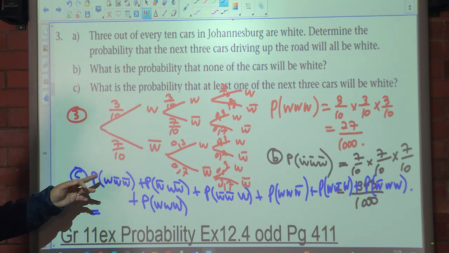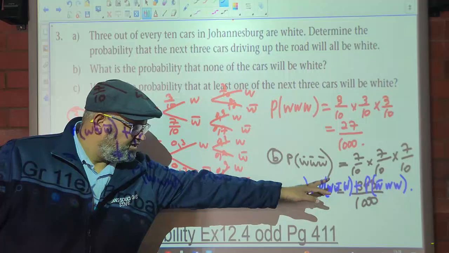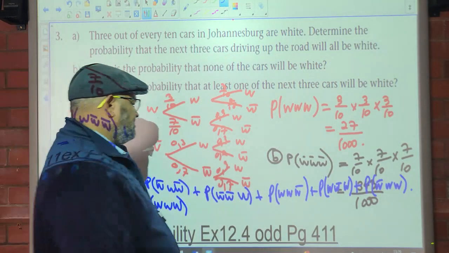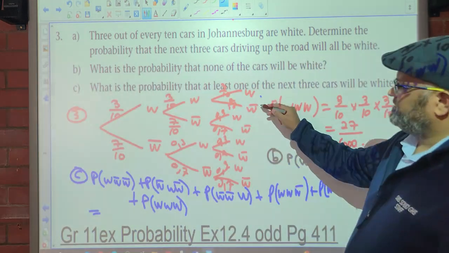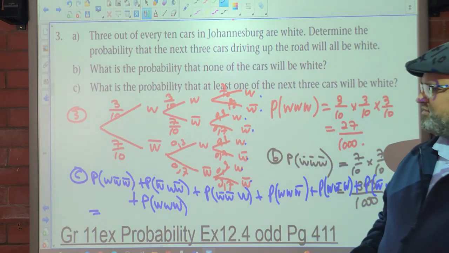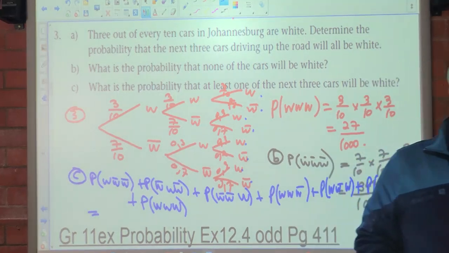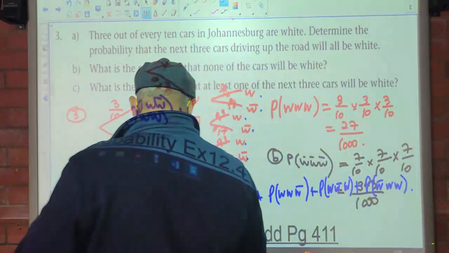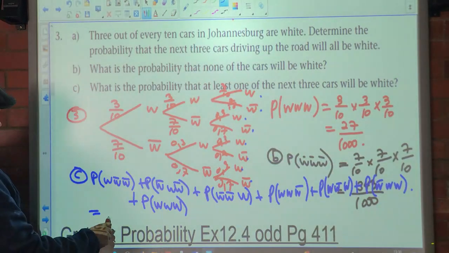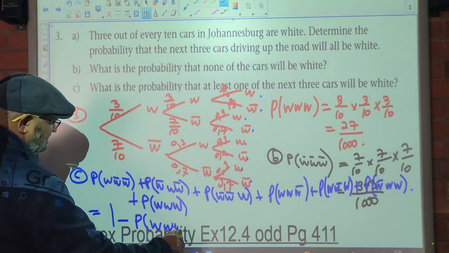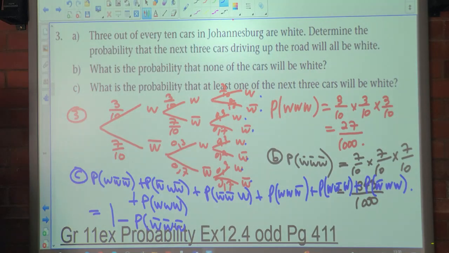Which means to say how many is there? 1, 2, 3, 4, 6, 7 cases. But how many are there in total? 1, 2, 3, 4, 5, 6, 7, 8. So this is actually the complementary rule. Can you see that, people? This one that is not here. Which one is not here? There we go. So it's 1 minus the probability of not. That's the only one that's not here.